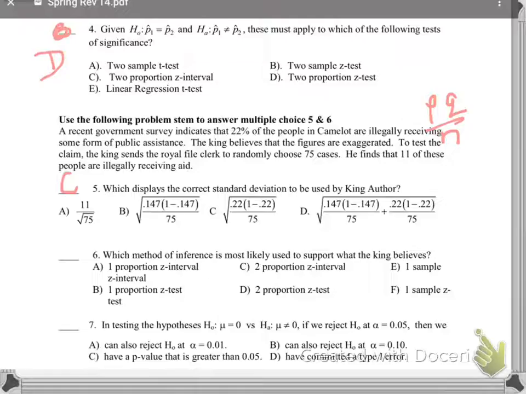Which of the methods of inference is most likely to support what the king believes? Now this is an inference, so this is a test. So it's a 1 prop Z test. So the answer is B.